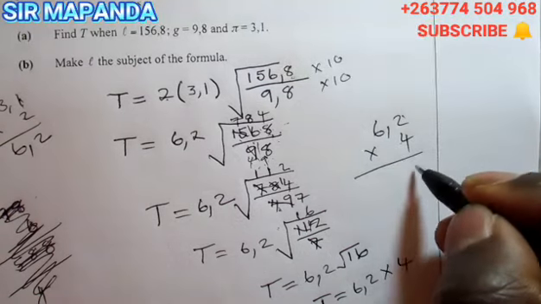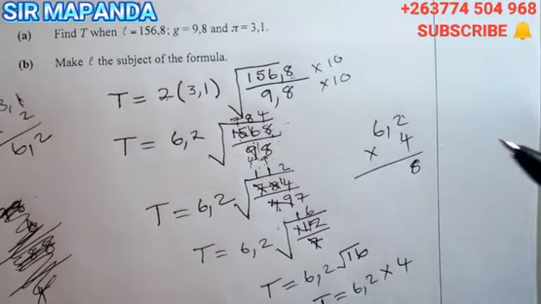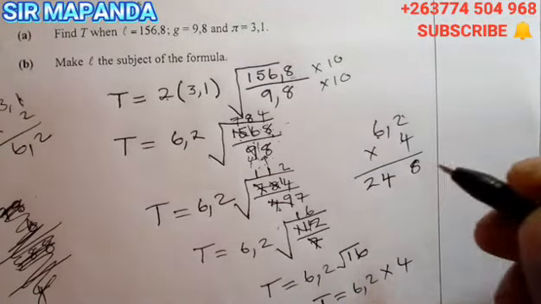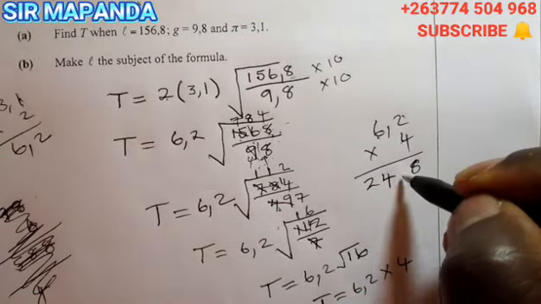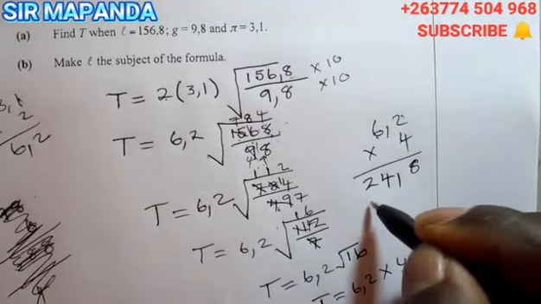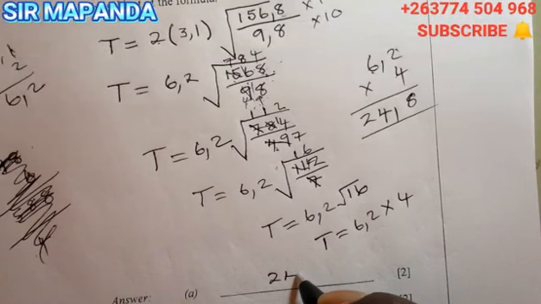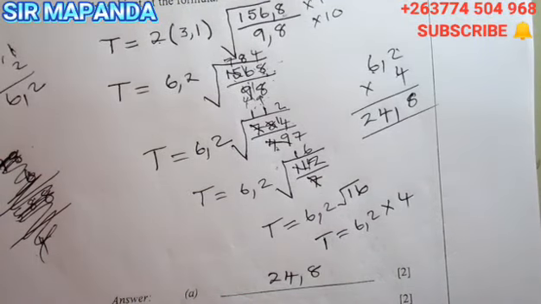So 4 times 2, you get 8. Right? 4 times 6, you get 24. Right? But we have one decimal place, so I'm going to put a comma between 4 and 8. My final answer is 24,8. So this is how you solve this without using a calculator. You are in paper 1. So you reduce to its lowest terms for it to be easy to simplify.